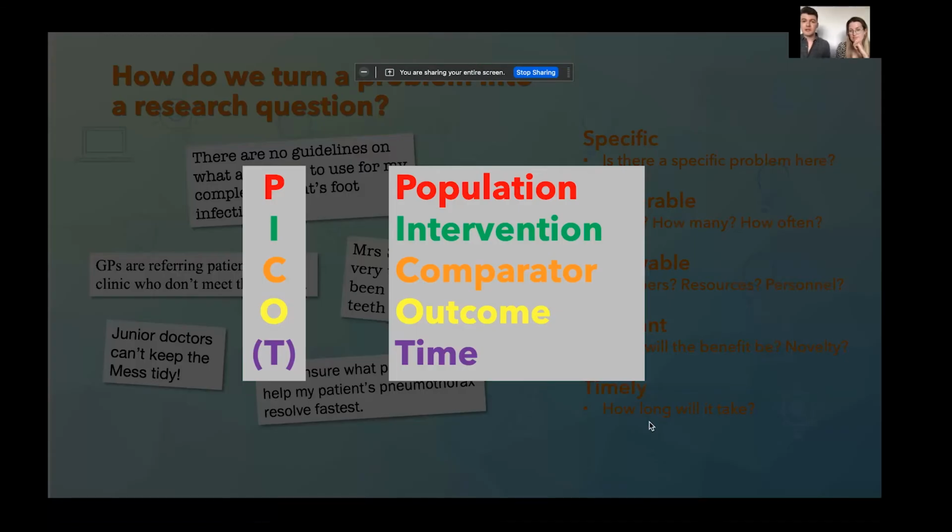Another way, similar to the SMART objectives, that we can use to go from a problem that we've identified into an actionable research question is something you might have seen before as well.